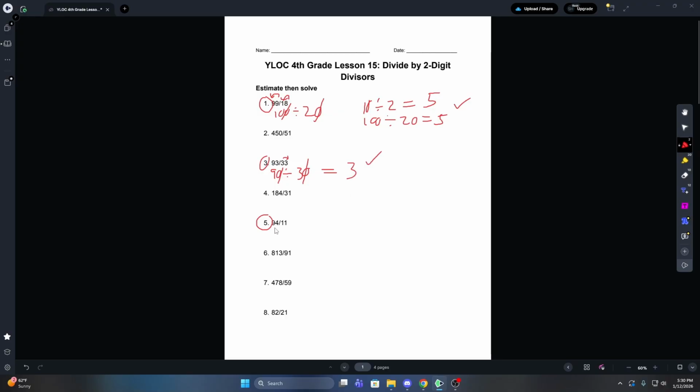And one more here. 94 will round down to 90, because 4 is not greater than or equal to 5, I should say. And 11 rounds down to 10. And again, knock out those zeros. 9 divided by 1 is 9.